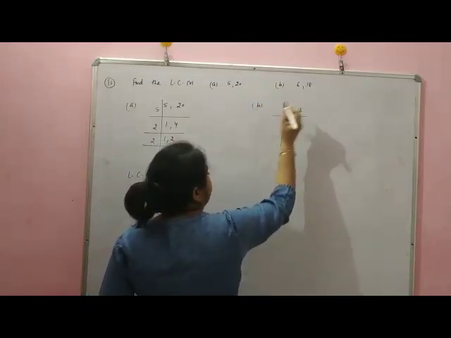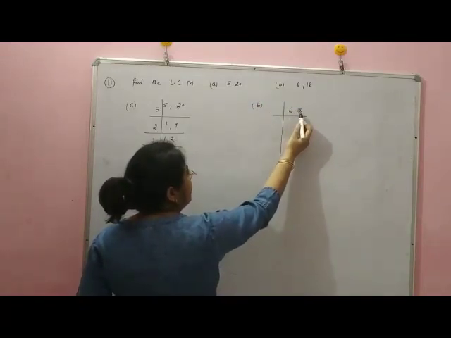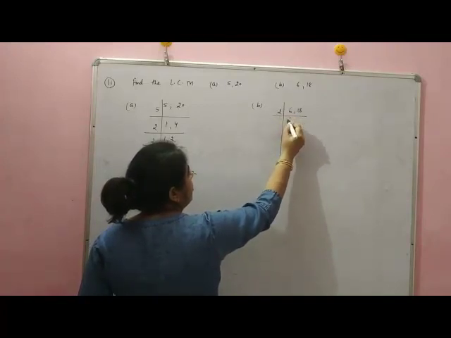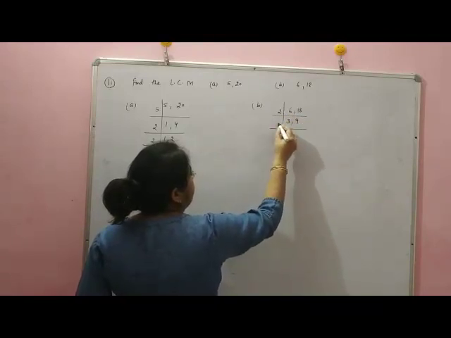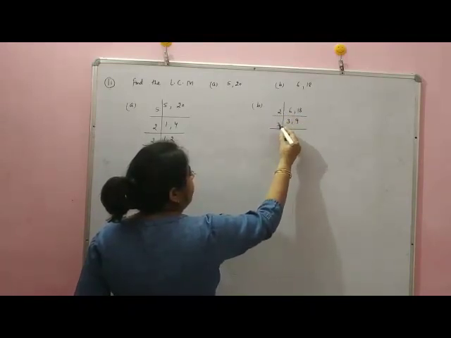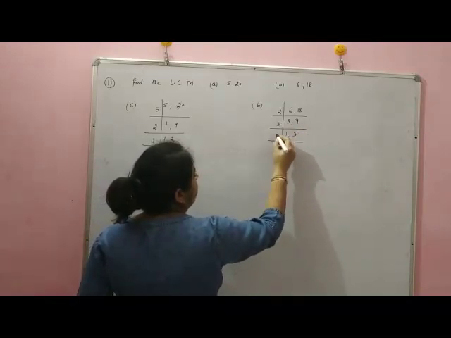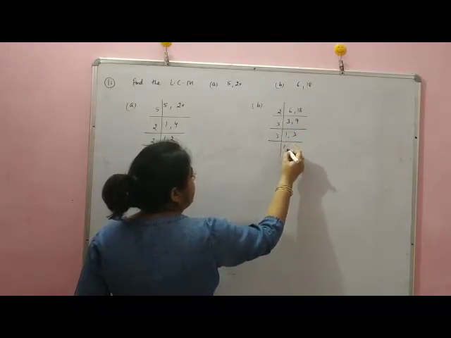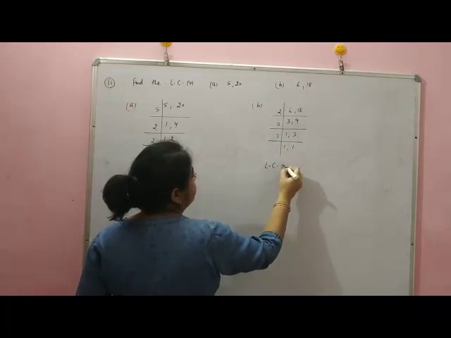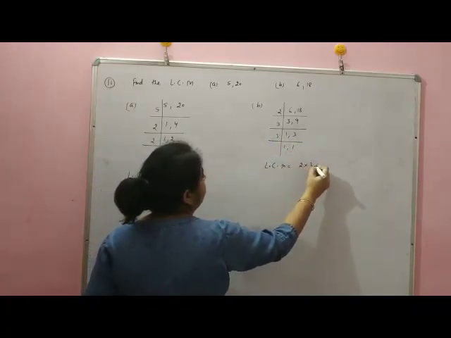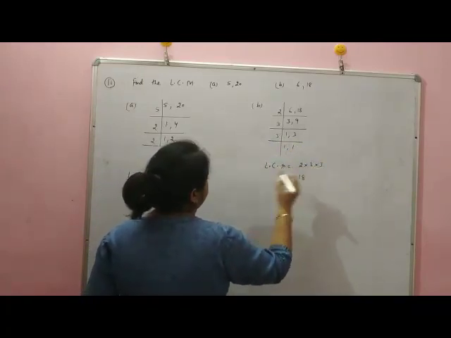If we go with the B part, 6 and 18. Again, both come in the table of 2. So 6 divided by 2 is 3. 18 divided by 2 is 9. We will take here 3. 3 divided by 3 is 1. 9 divided by 3 is 3. Now 3, it is as it is. 3 divided by 3 is 1. So what is your LCM? 2 into 3 into 3 is 18.